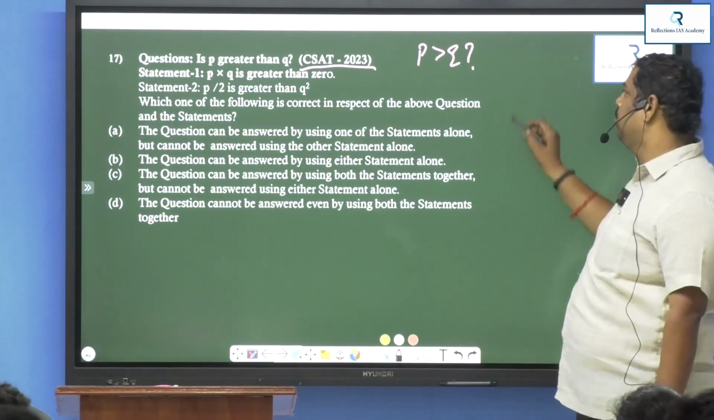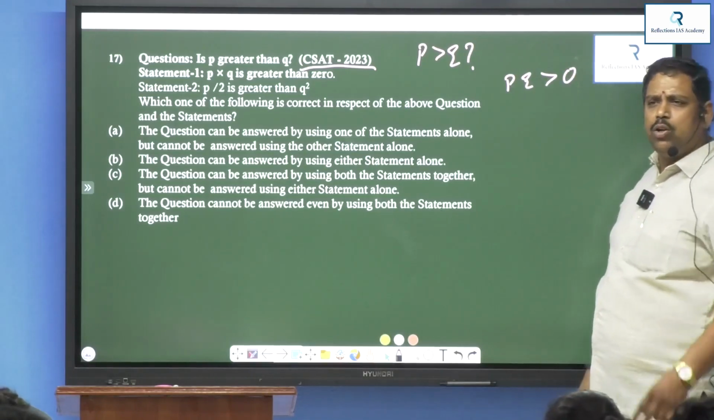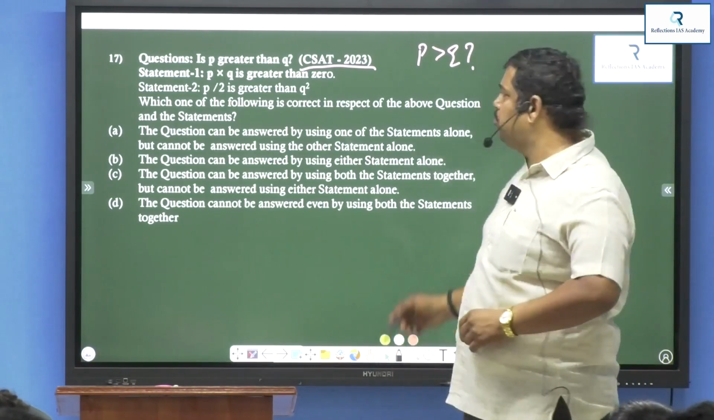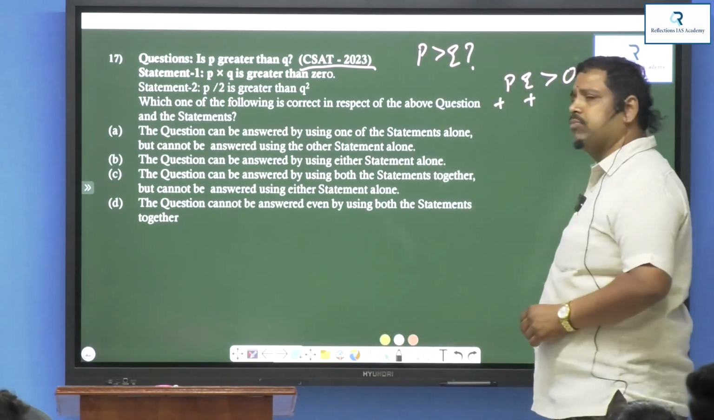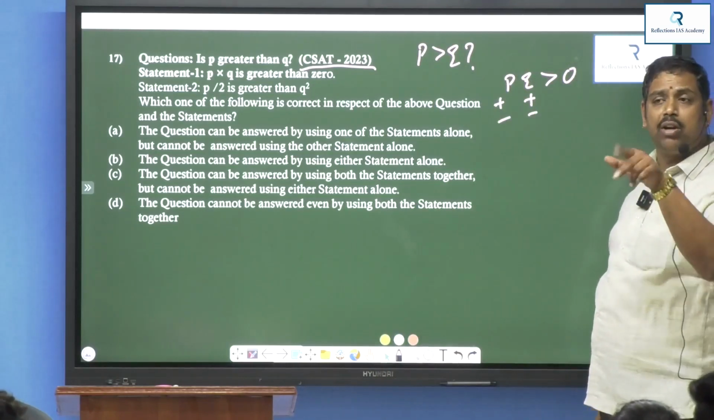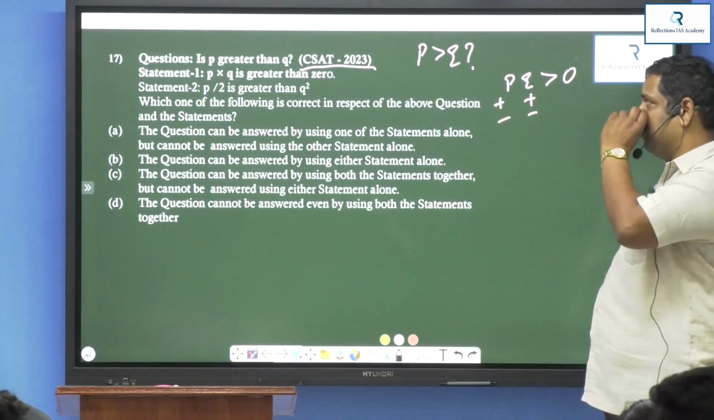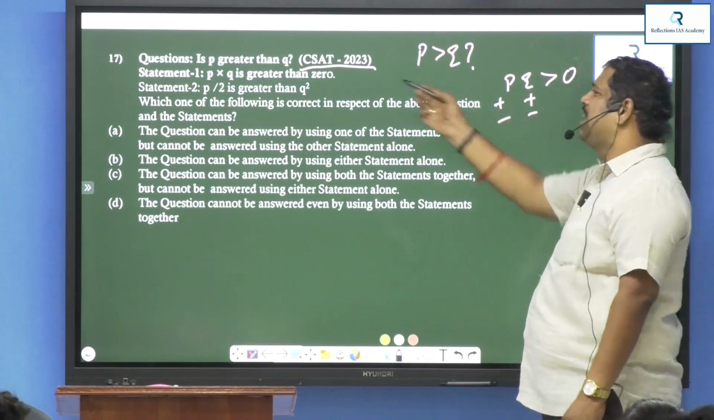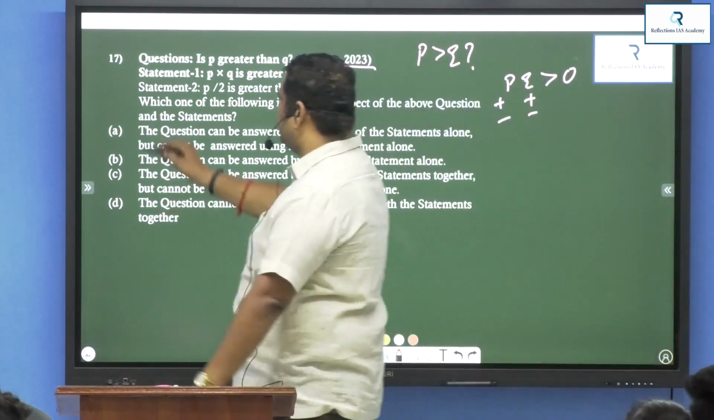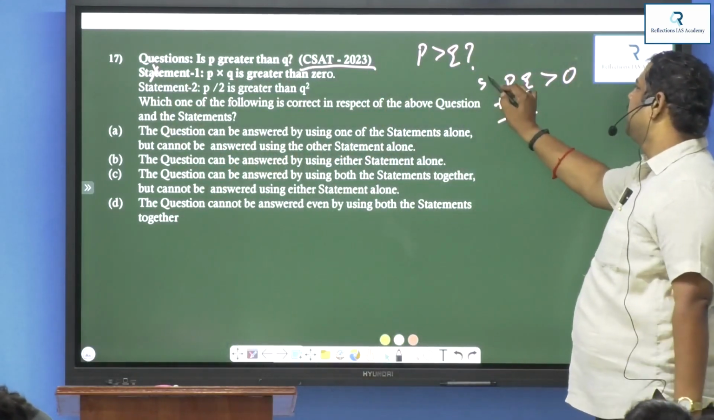What's the value of P into Q? Now, if PQ is greater than 0, it means positive. A product of two numbers will be positive in two cases. Number 1, both should be positive. Number 2, both should be negative. But if one is positive and one is negative, the product will be negative. So both might be positive, both might be negative. But sir, in any case, I am unable to decide whether P is greater than Q or not. So, is the first one sufficient or not sufficient? Not sufficient.